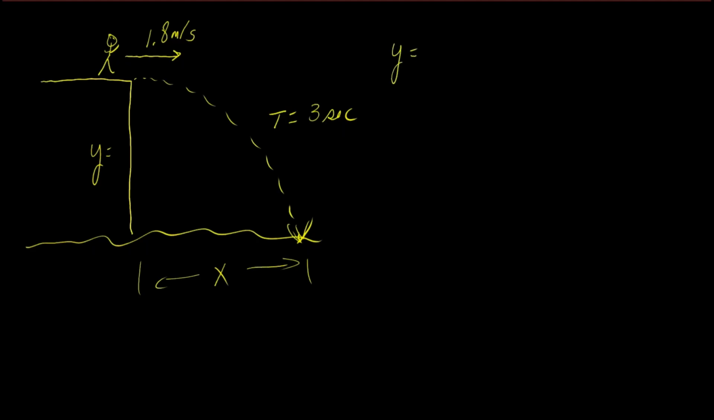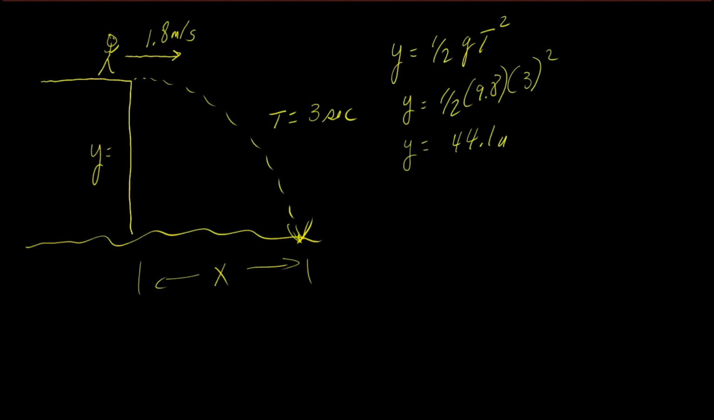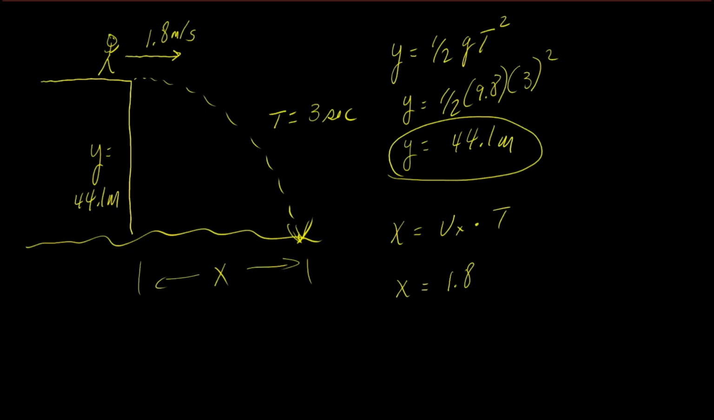We know that y equals 1/2 gt squared. So y is going to equal 1/2 times 9.8 times 3 squared. So y is going to be 44.1 meters. That's going to be the height. And how far from the base of the cliff? We can say that x is equal to the velocity along the x-axis times time. So x is going to equal 1.8 times 3, so x is going to equal 5.4 meters.